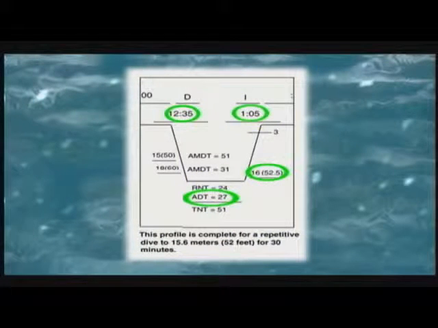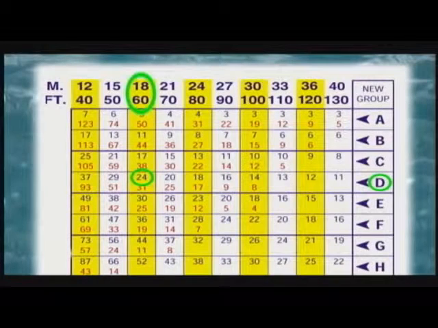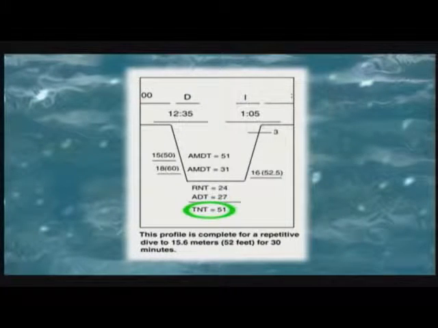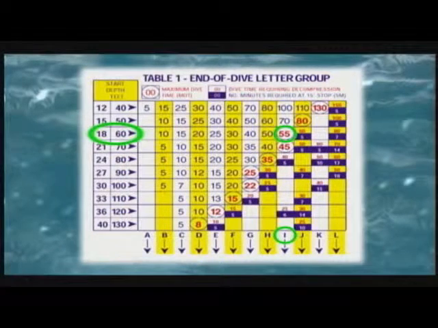Recording your repetitive dive is similar to recording your first dive. However, this time you have residual nitrogen in your body, and you must consider that before you find your new letter group. Find your RNT for your depth and letter group on Table 3 and record it. Add your ADT to your RNT to get your TNT. Go back to Table 1 to find your new letter group and record it.